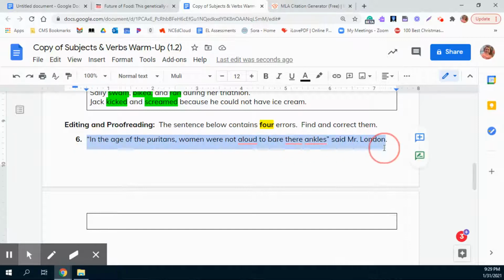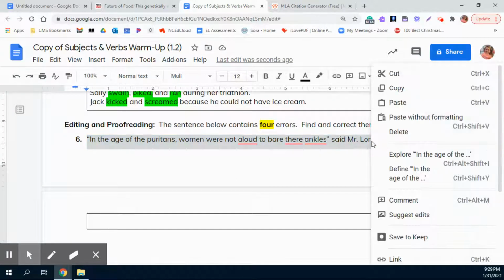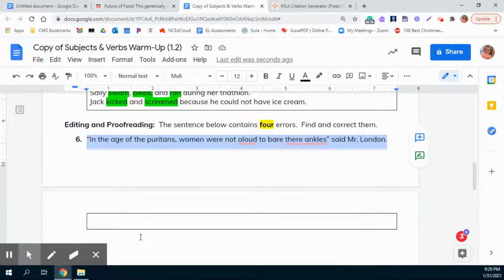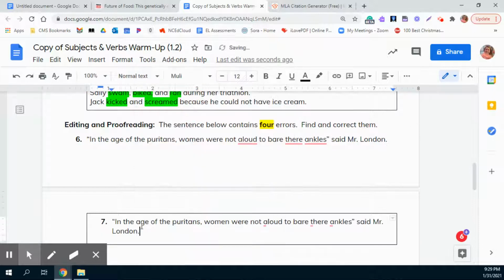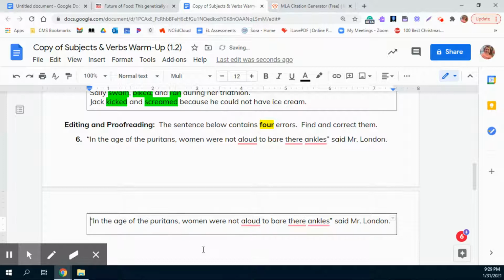So, I think this is a quote, so that might be important. That might be something we need to look for. How you punctuate the quote. I'm going to paste it down here. So we've got quotation mark. In the age of the Puritans, ooh, I noticed something about Puritans right off the bat. Women were not allowed to bare their ankles, said Mr. London. Okay, so the first thing I noticed, this quotation mark looks fine because it's something that he said. So we've got to have quotation marks around that. We've practiced that. And it says, in the age of the Puritans.